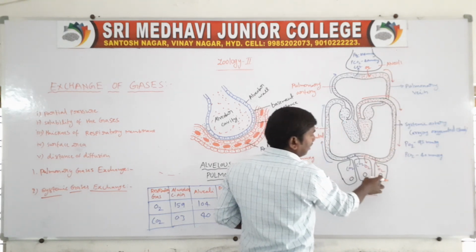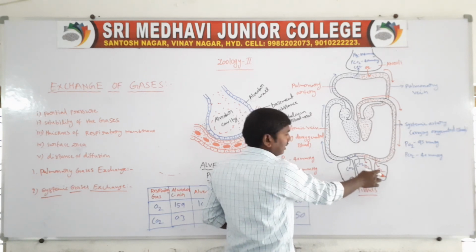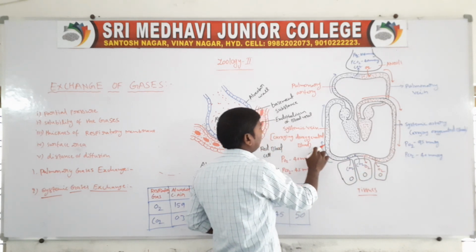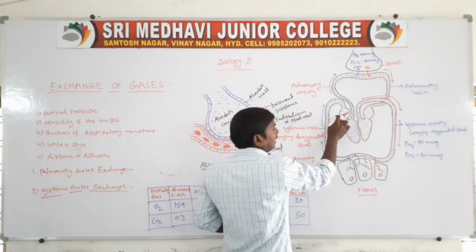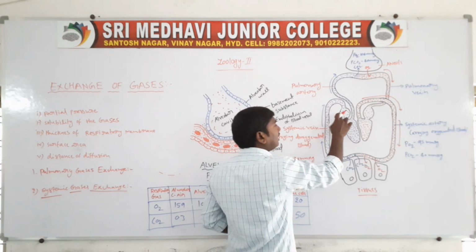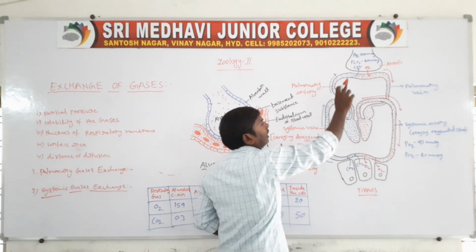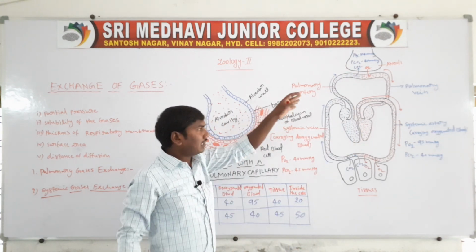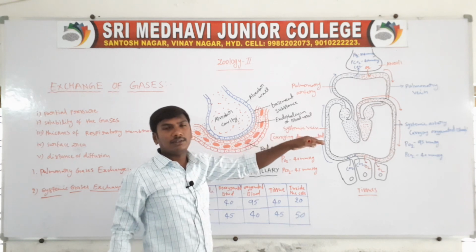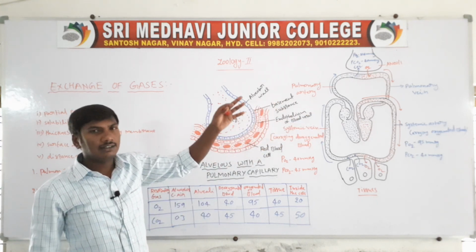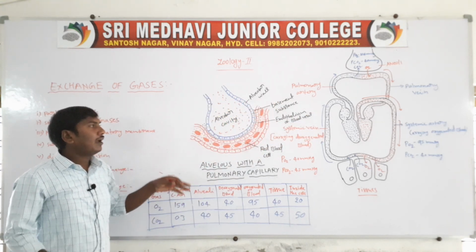Next one, O2 is taken by the tissues and CO2 is released. That CO2 goes through the systemic vein to the right side of the heart, and then is transported to the lungs, the alveoli. So these are the two ways of gas exchange, pulmonary gas exchange and systemic gas exchange.